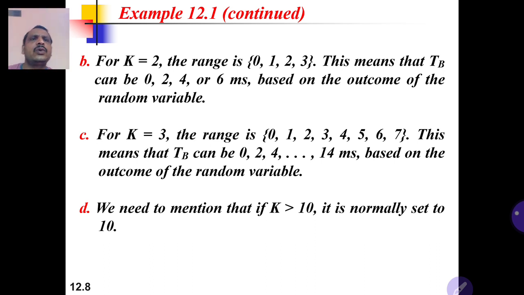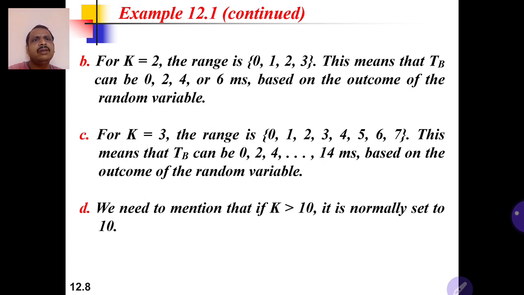Now k is equal to 2. For example, with k equal to 2, r is from 0 to 2 to the power of k minus 1. 2 to the power of 2 is 4, and 4 minus 1 is 3, so 0, 1, 2, 3 are the random values. This means TB can be 0 times 2 milliseconds, 1 times 2 milliseconds, 2 times 2 milliseconds, 3 times 2 milliseconds. It can be 0 millisecond, 2 milliseconds, 4 milliseconds or 6 milliseconds based on the random variable.